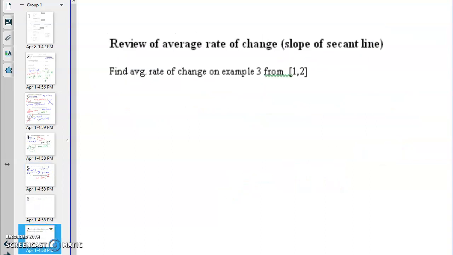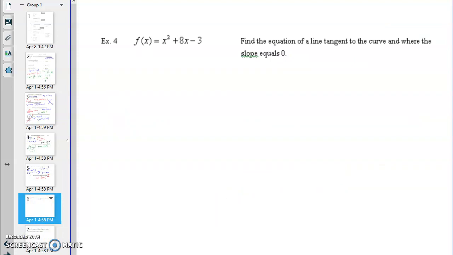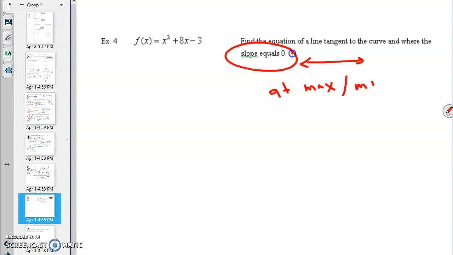Find the equation of a tangent line to the curve where the slope equals 0. So we don't have the point we're looking for. We're actually looking for the point, but we know that the slope is 0. Well, what does slope equals 0 mean? Well, that means a horizontal line. And the only place a horizontal line can occur is at a max or min, relative max or min. Here or here.